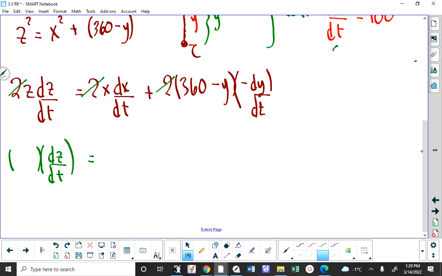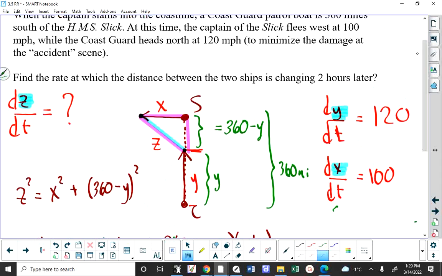Now, what is x? Why? Yes, correct. Why is x 200 miles? Where'd that come from? Right. It says after 2 hours. And dx dt was 100 miles per hour. So the HMS Slick is moving west at 100 kilometers per hour. If we wait 2 hours, it will have traveled 200 kilometers.